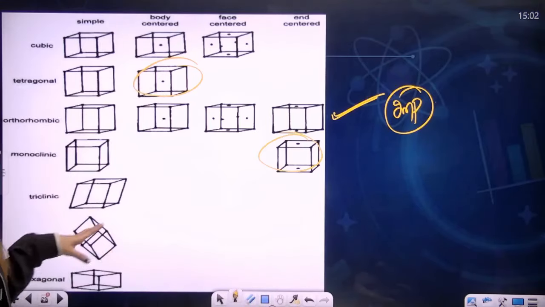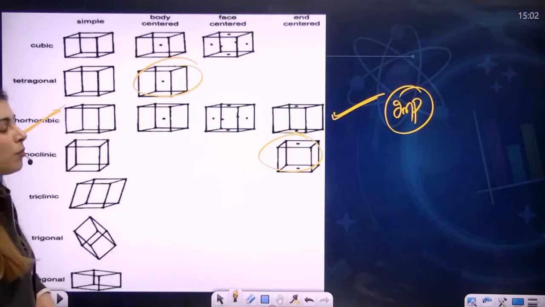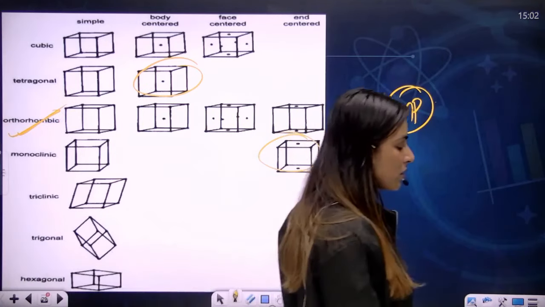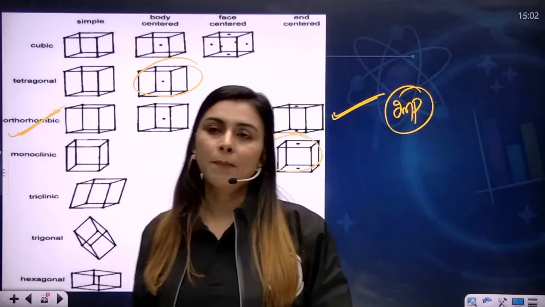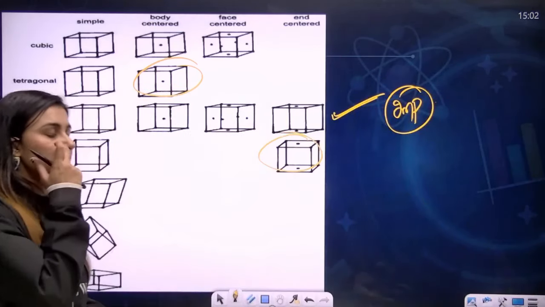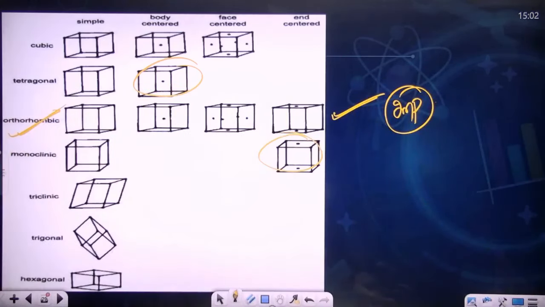Generally a question is asked, and most of the times the orthorhombic question is asked, that which is the crystal system where all the four types of arrangements are possible. It's orthorhombic. I hope you're clear with this. Perfect, my dear students. You can pause the video, draw the diagrams, and then we'll move forward.